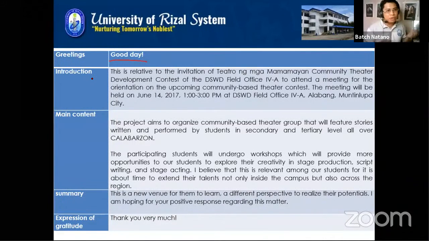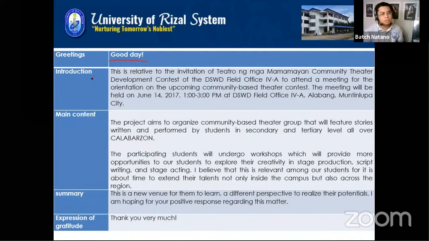Let's say, for example, you're applying for a job: "This is to convey my intention to apply for a secretarial position in your company. I read an announcement in the Philippine Daily Inquirer regarding the said matter." Period. So you are now giving the reader the idea about what the letter is all about. Then the second and the third paragraph, that depends on whether you have a second or third paragraph. The second or third paragraph tells us about the main content. It is just additional information about the content of the letter.